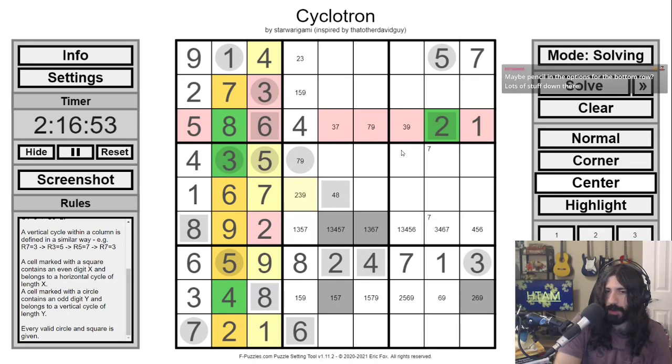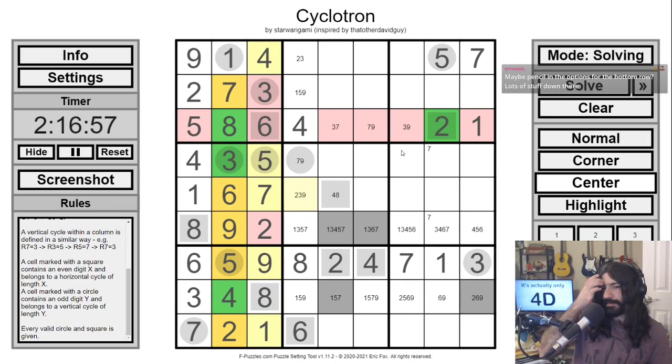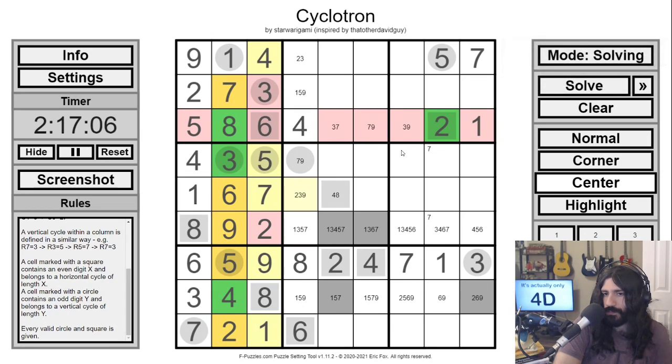Pencil and options for bottom row? I don't know. I mean, we could. Should we? All right, let's just pencil. I don't know. Should we? This is so compelling.